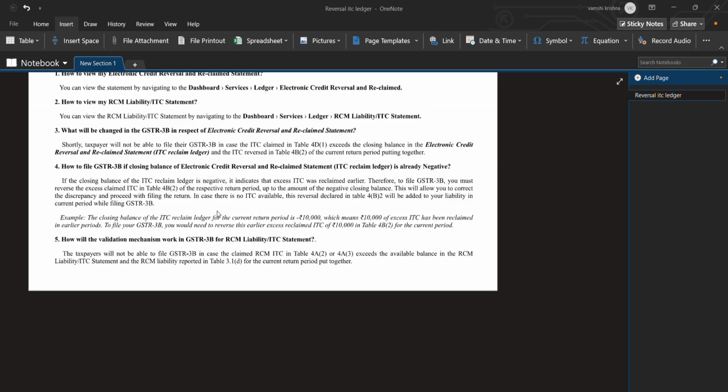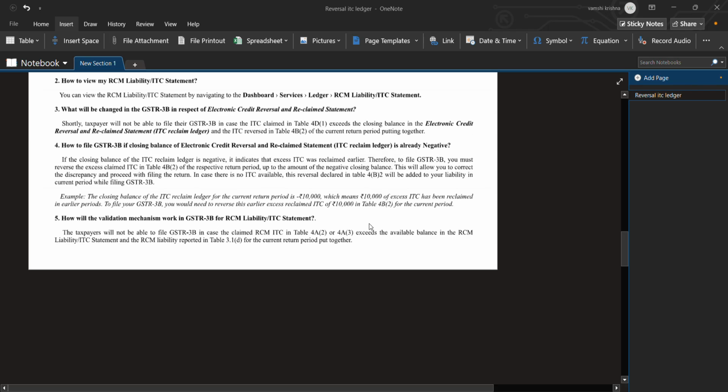They already give an example, right? The ITC reclaim ledger is already negative. If it's negative, we have to make it positive by reversing the same 10,000 amount. It will match, so we can't claim any excess. So we have to make it zero, not negative.